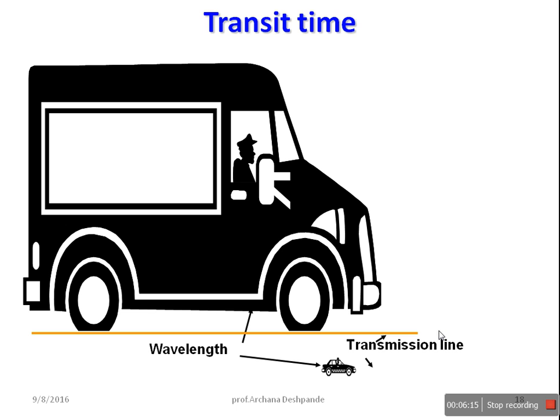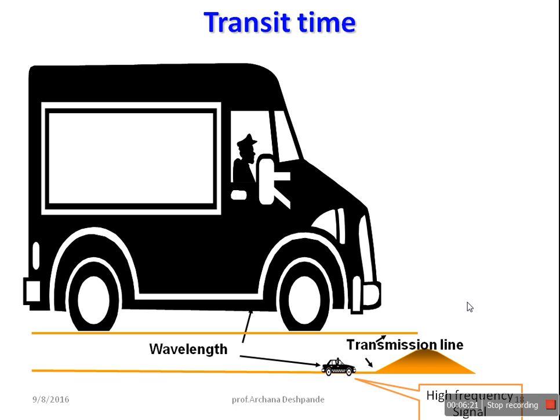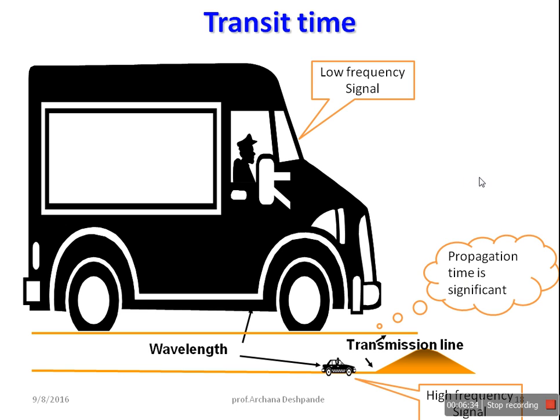traveling on the road, which is the transmission line. Then it is very clear that this is a high frequency signal and the propagation time is significant, that is, the time taken for this vehicle to travel from one end to the other end of the transmission line will take some time, whereas for a low frequency signal it will take hardly any time to reach the other end of the conductor. So transit time is negligible for low frequency and it is significant for high frequency.